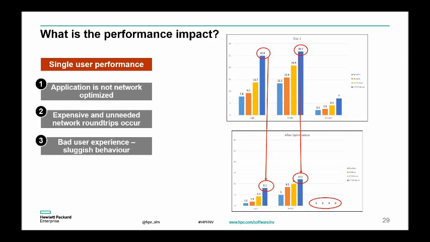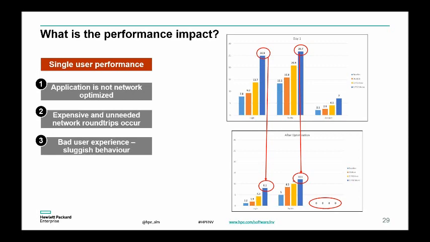What is the impact on single user performance, from the single user experience point of view? Unrelated to the server impact, as we said, most of the transaction time is spent on the network. So we must make sure we are avoiding unneeded network calls, or at least reducing the network round trips in our applications. So the application is not network optimized. Expensive and useless network time is spent over unneeded round trip packet tours. This will eventually cause a bad user experience and bad performance on your application.